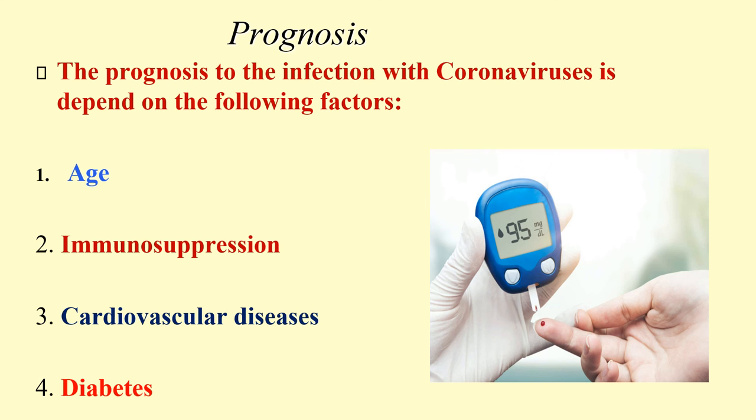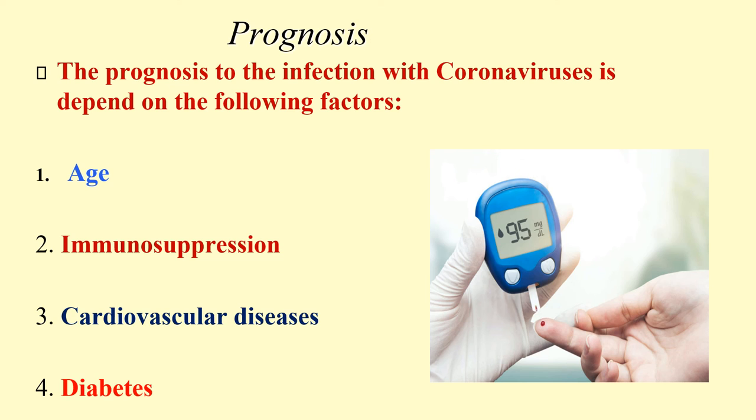If we look at the prognosis of individuals who got infected with coronavirus COVID-19, the prognosis depends on the following factors. The first factor is age. It has been shown that elderly people have a poor prognosis if they get infected with coronavirus COVID-19 in comparison to young people. The second factor is immunosuppression. If an individual is immunosuppressed, for example due to organ transplantation, their prognosis is poor in comparison to an immunocompetent individual.